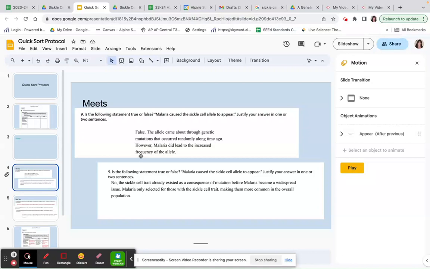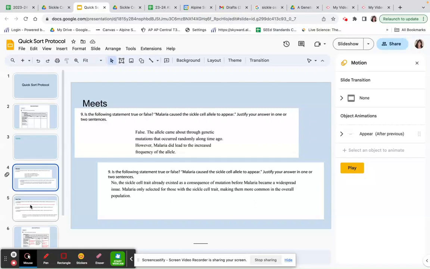So here's a couple examples of students that are meeting the standards. This was early in our unit, so I wasn't expecting a lot of detail related to mechanisms, but I was expecting them to be able to say that mutation was the source of variation and that natural selection would work on that variation based on environmental conditions. And so these are two examples of student responses that I thought met the criteria.